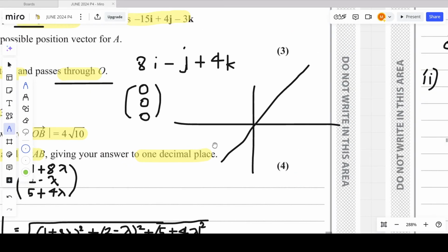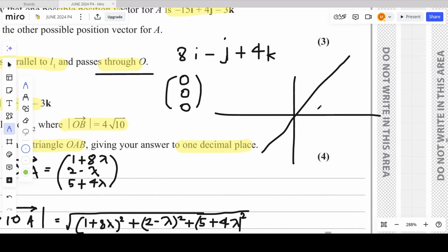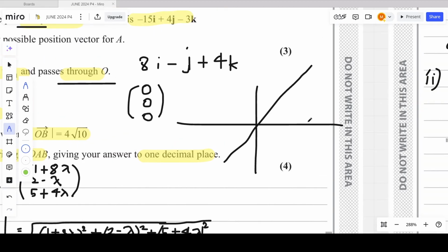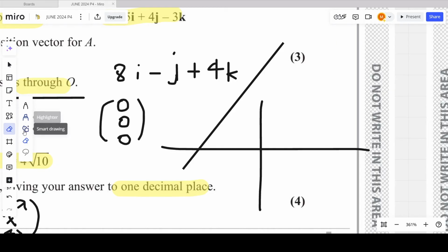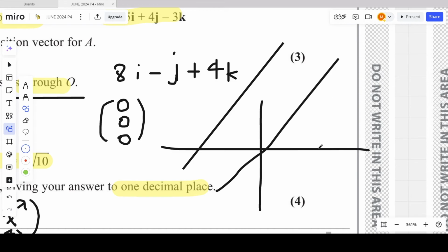So line L2 passes through the origin, and L1 is parallel to that, right? So what we can do, if it works, it will be parallel. Okay, fine. So this is line L2 and this is line L1.